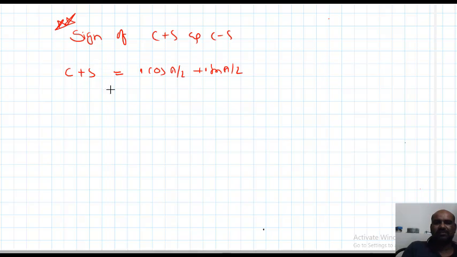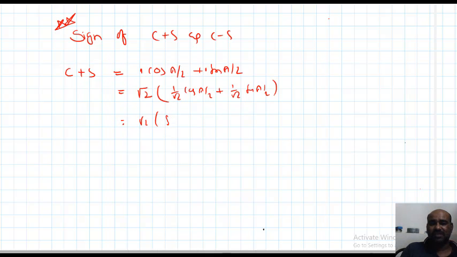Okay, students. My intention is I want to make it into a single trigonometric ratio. Multiplying root 2, dividing root 2: root 2 into 1 by root 2 cos a by 2 plus 1 by root 2 sin a by 2. Instead of 1 by root 2, I can write sin pi by 4 or cos pi by 4, also correct, that's not a big problem. So sin pi by 4 cos a by 2 plus cos pi by 4 sin a by 2. Now this is the same as root 2 into sin a cos b plus cos a sin b, sin of a plus b: sin of pi by 4 plus a by 2.